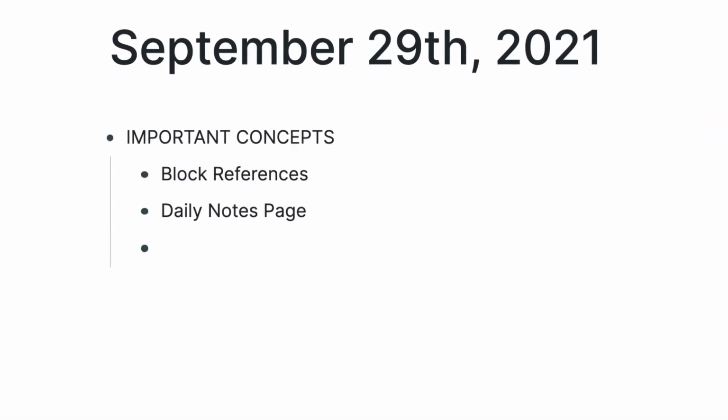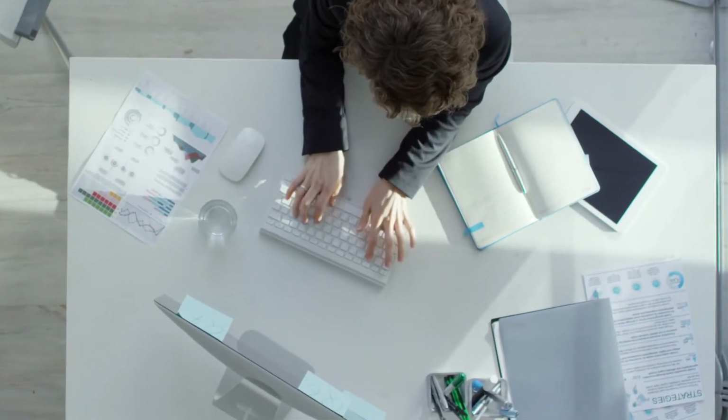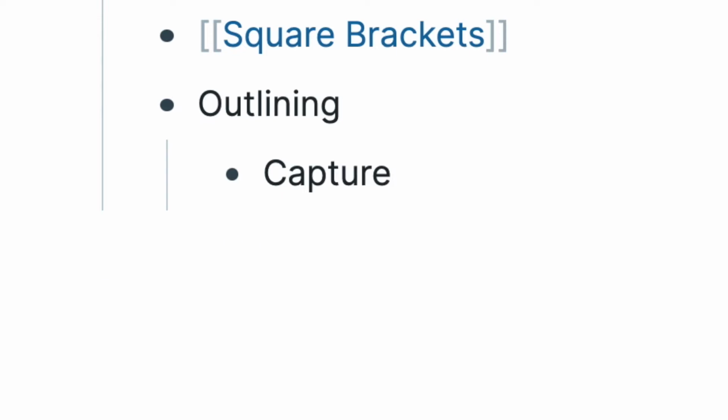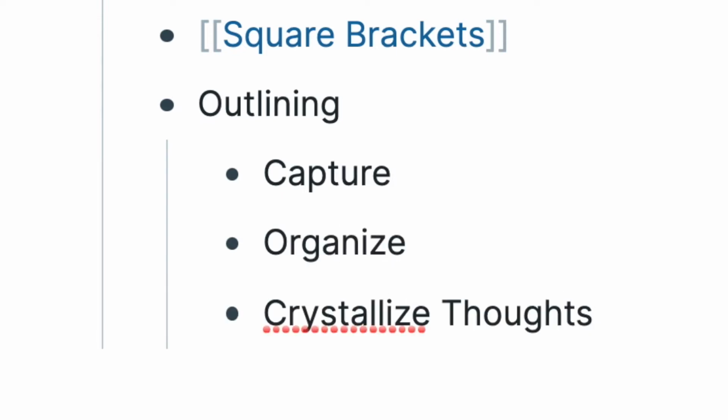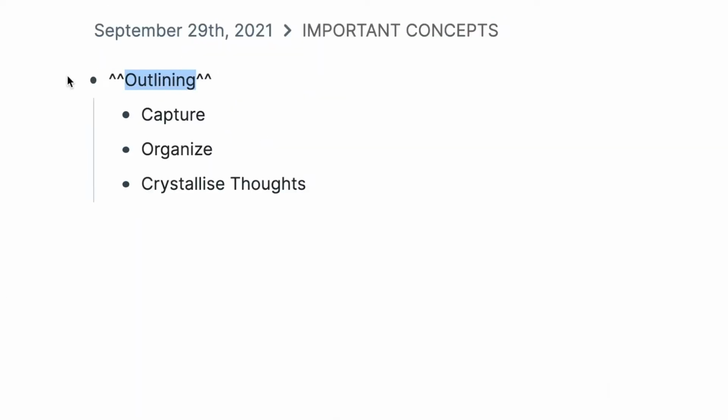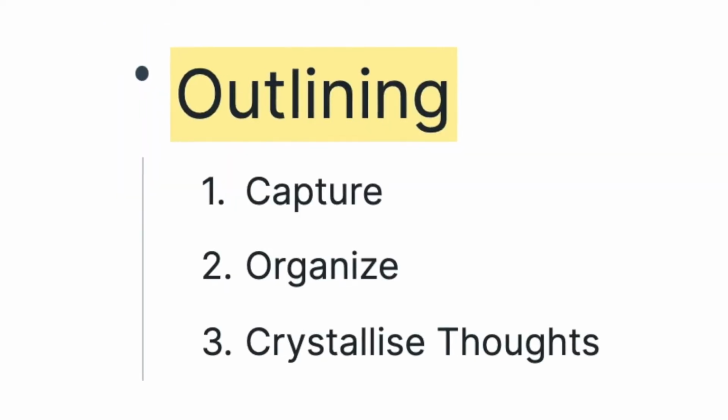When you first start using Roam Research, there are a handful of important concepts you need to understand, outlining being one of them. Among other things, outliners can help you capture, organize, and crystallize your thought processes, enabling their underlying structure to emerge and help you gain a sense of clarity. But how does outlining work?